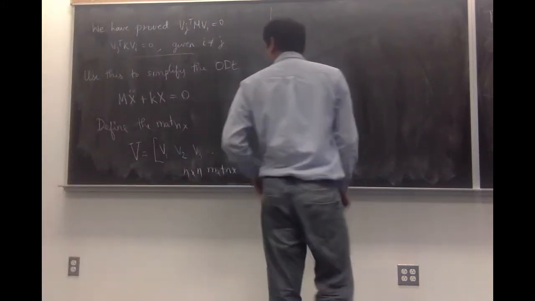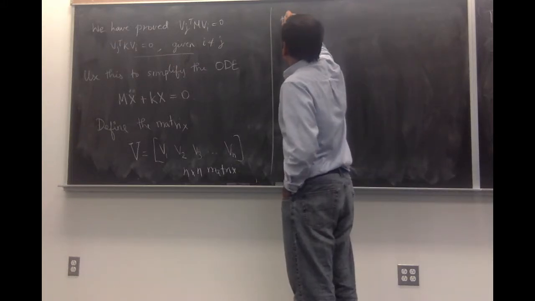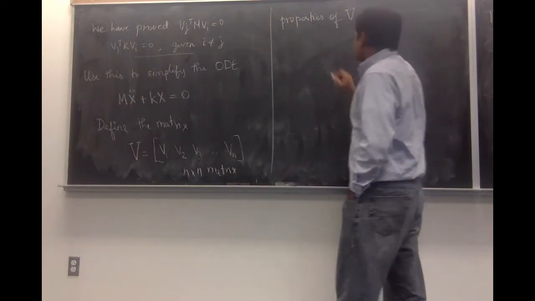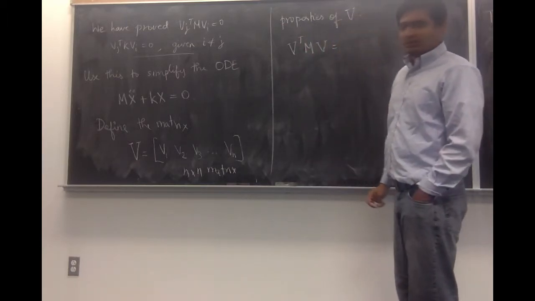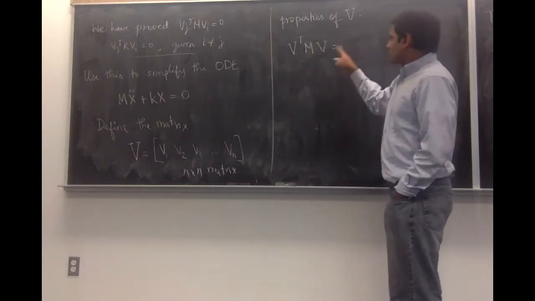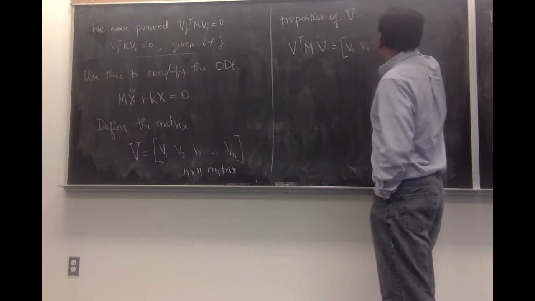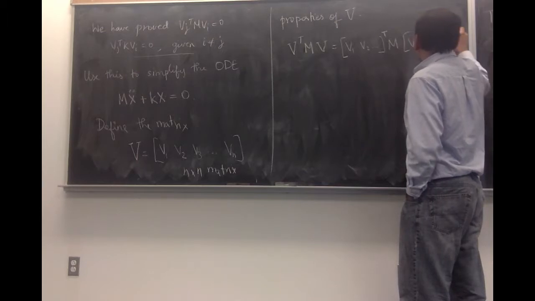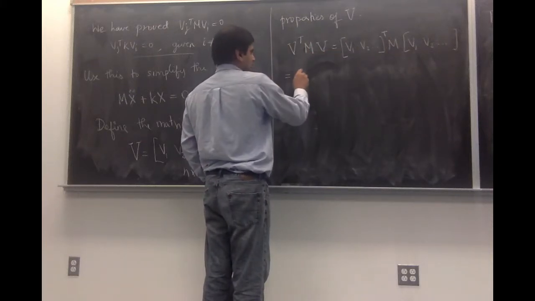And then before we actually use this matrix, we want to understand the properties of this matrix. Properties of V: V transpose M V equals. So V itself is that thing, and V transpose M V is really V transpose, M, times V1, V2, etc., something like this. Let's simplify this expression a little bit.